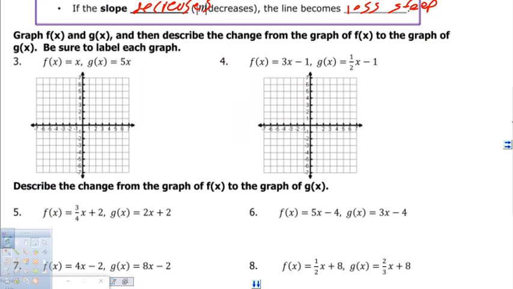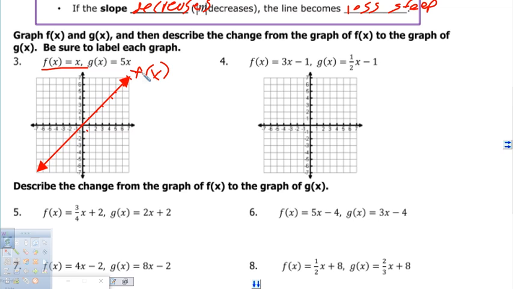Now, it says to graph f of x and g of x, and then describe the change from the graph of f of x to the graph of g of x. Be sure to label each graph. Okay? So this one says f of x equals x. Well, we know that's just the parent function, so it passes through the origin and goes like that. So let's go ahead and draw a line across there. Alright? And then when it says to label it, all we're going to do is write f of x. Okay? So there's graph number 1.